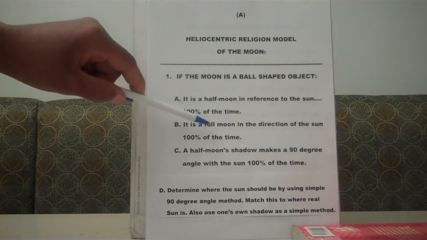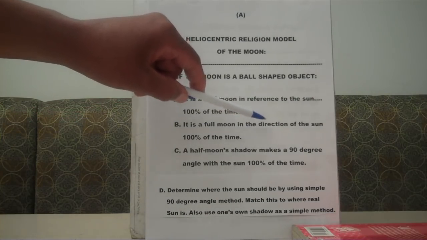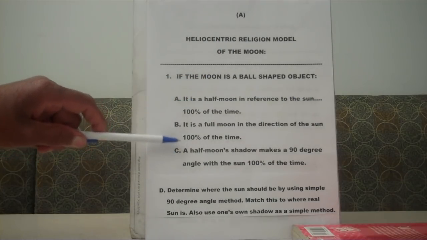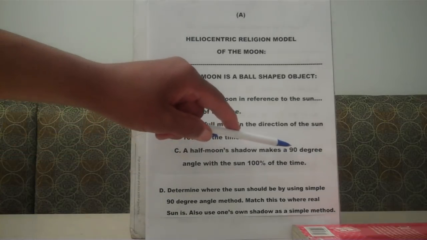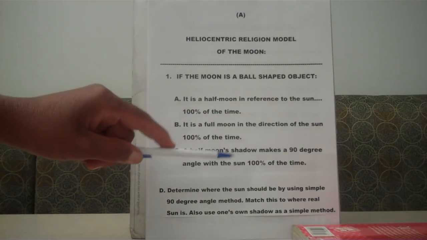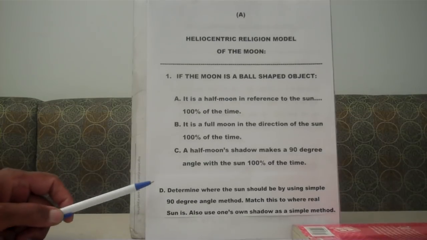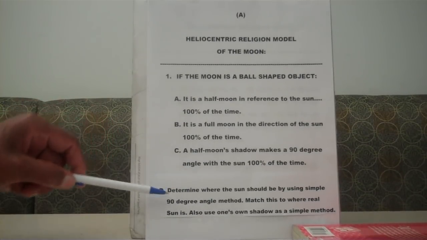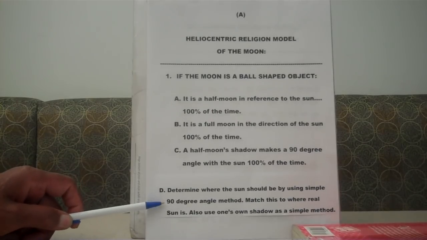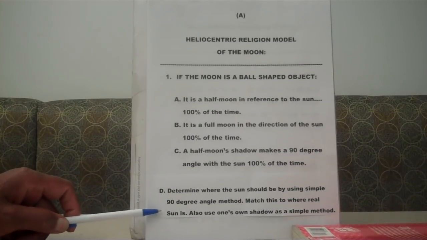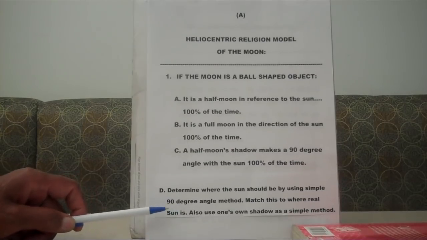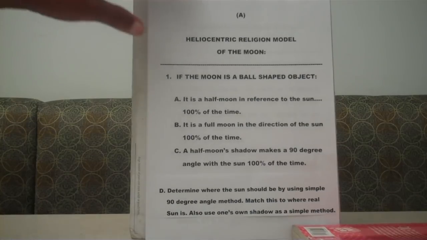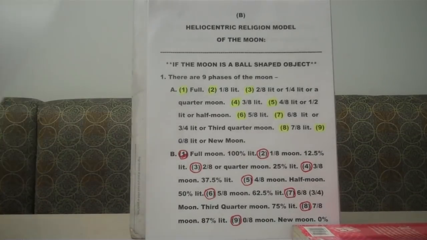B, it is a full moon in the direction of the sun 100% of the time. C, a half moon's shadow makes a 90-degree angle with the sun 100% of the time. Now, when you determine where the sun should be by using the simple 90-degree angle method, match this to where the real sun is. Also, use your own shadow as a simple method while doing it. Hold on.